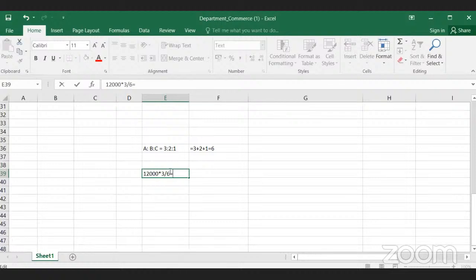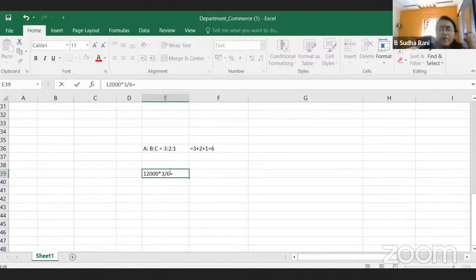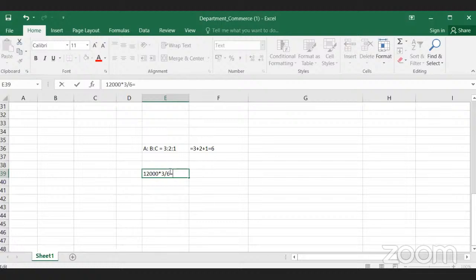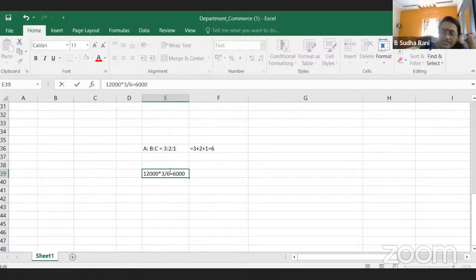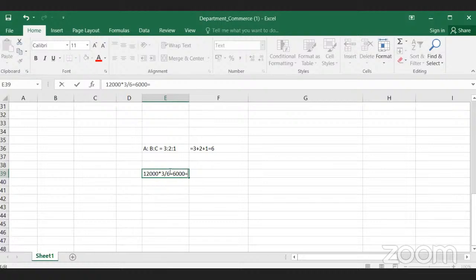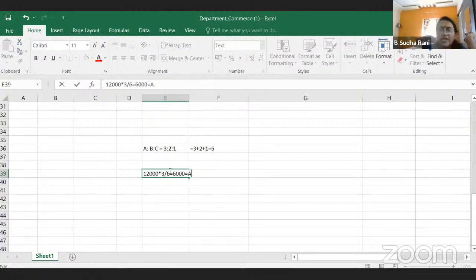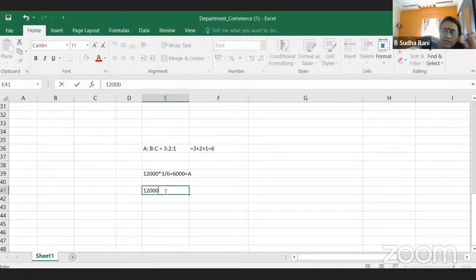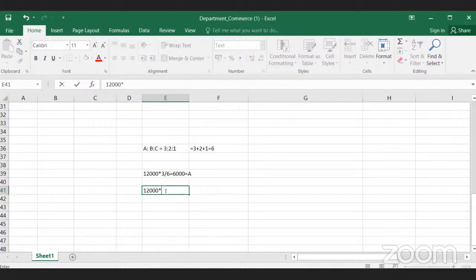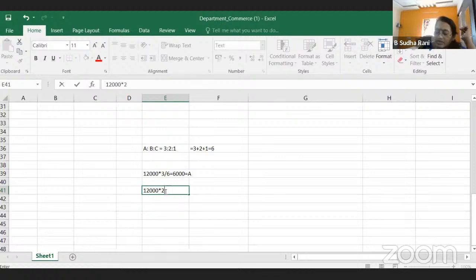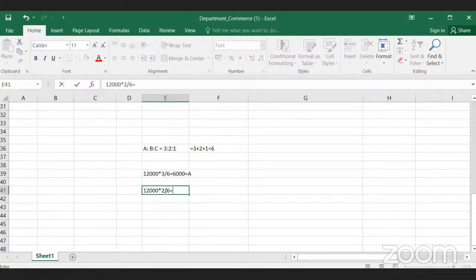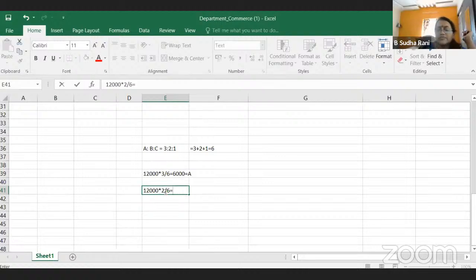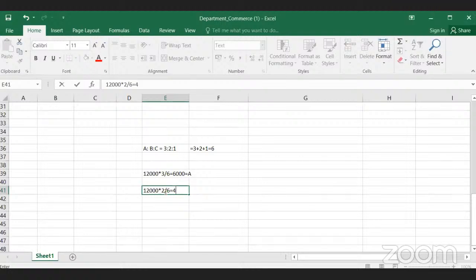So if you do 12,000 into 3 by 6, how much do you get? 6,000. 3 by 6 means 1 by 2, 12,000 by 2 means 6,000. So whose share is this? A's. Yes, very good. A is taking 6,000. Now B, 12,000 into 2 by 6, because B is taking 2 pieces out of the total 6. 2 by 6 means 1 by 3, 12,000 by 3 means 4,000. B's share is 4,000.